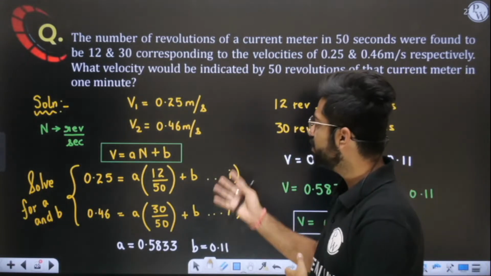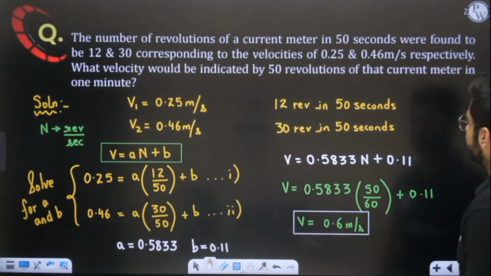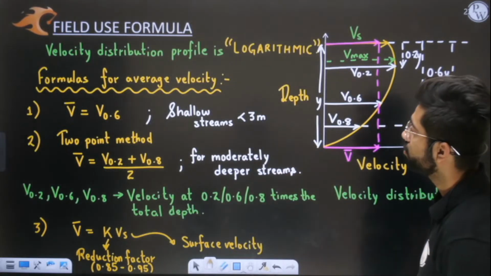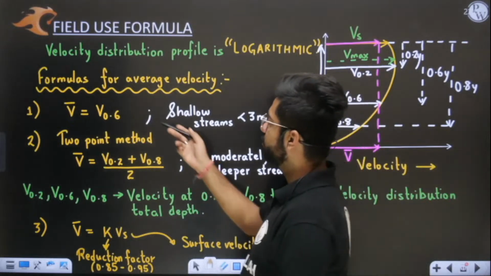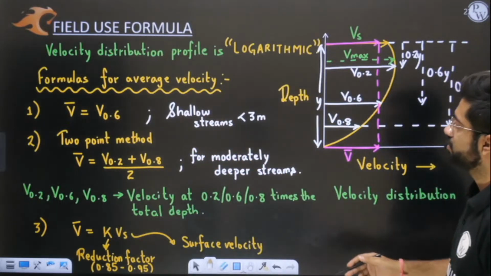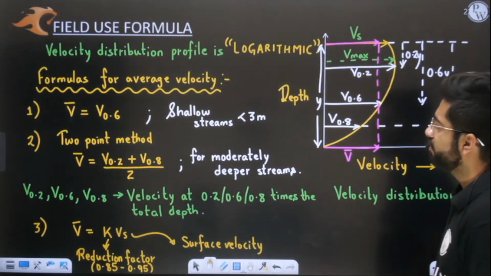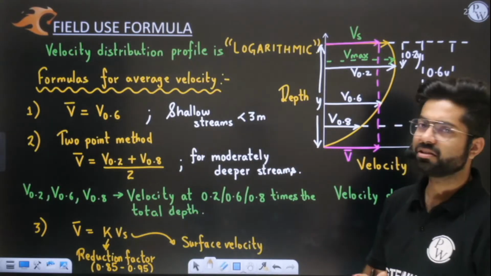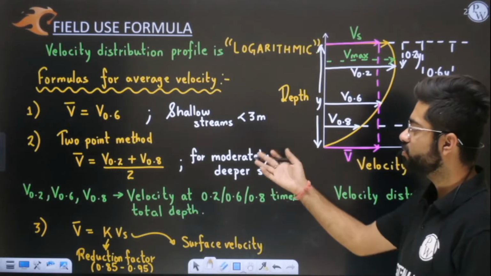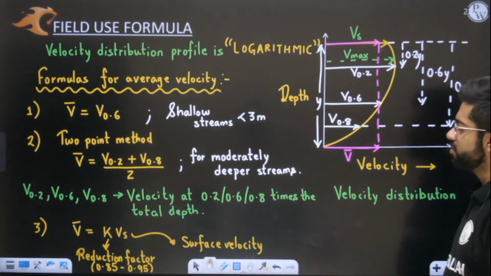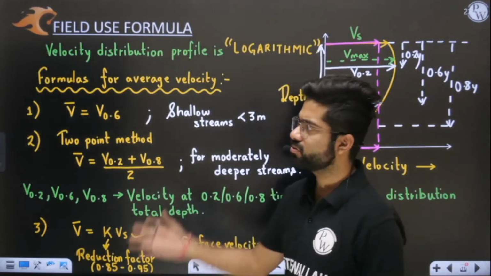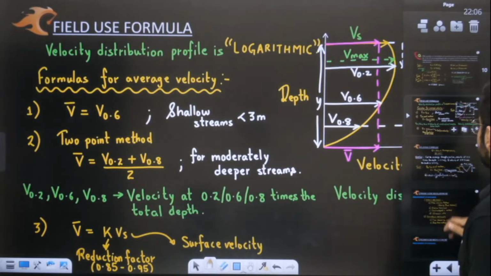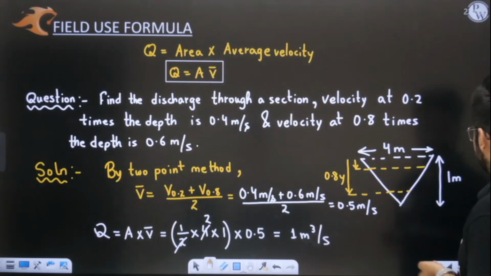I hope this numerical was very clear to you. Now today we will be discussing measurement of discharge. In the last class we also discussed how to find average velocity. We have one method for shallow streams having depth less than 3 meters, where the average velocity was v at 0.6 depth. In the 2-point method, used for moderately deeper streams, and with the surface velocity multiplied by a reduction factor, we can also get the average velocity. The velocity distribution was logarithmic in nature. We also discussed some field-use formulas and some applications.